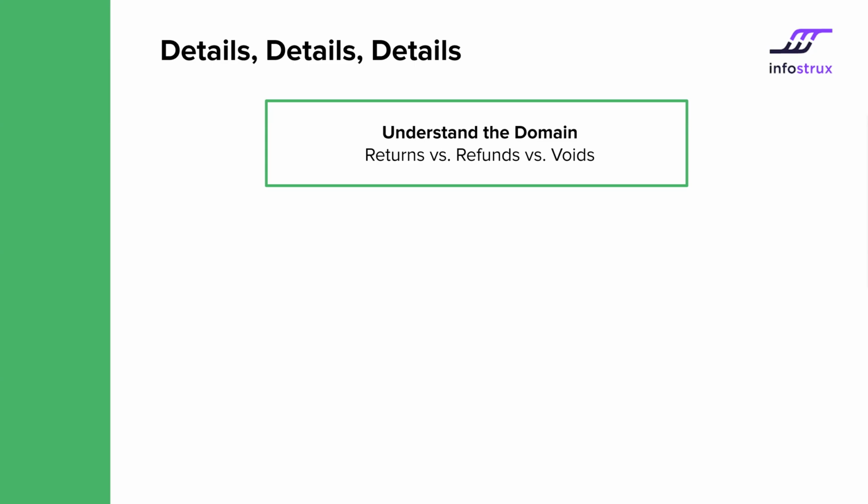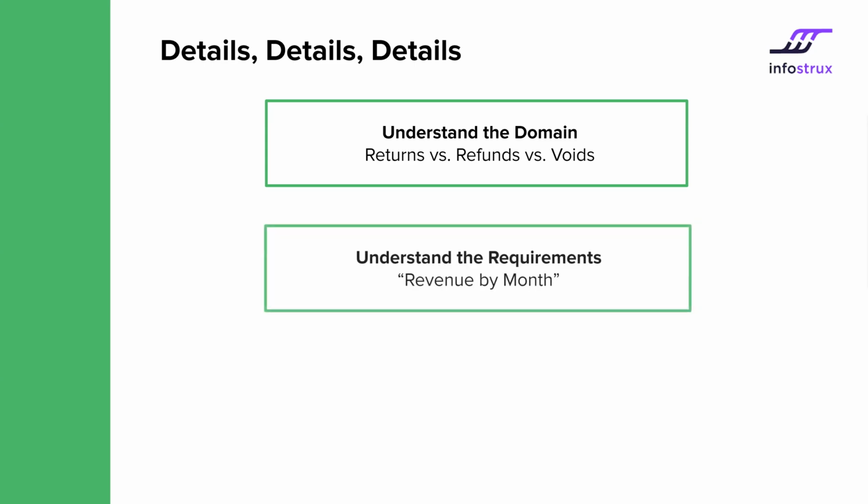The next level of detail comes when we start talking about the requirements. This is where it gets deeper into the weeds. Even a simple statement like revenue by month can be interpreted in many different ways. Quite often when you talk to a business user and you say revenue by month, it's absolutely clear in their mind what this means. But depending on who you are talking to, this may mean many different things.